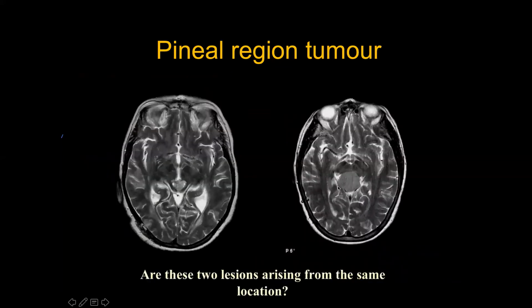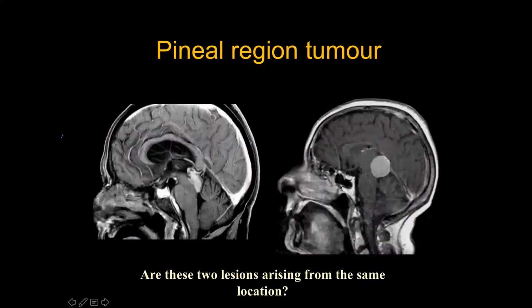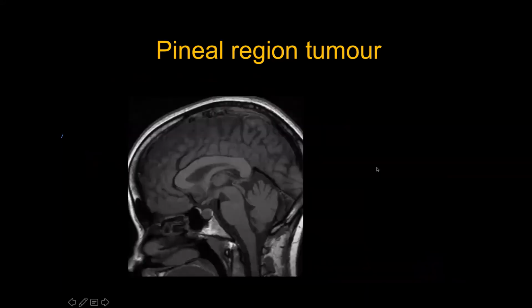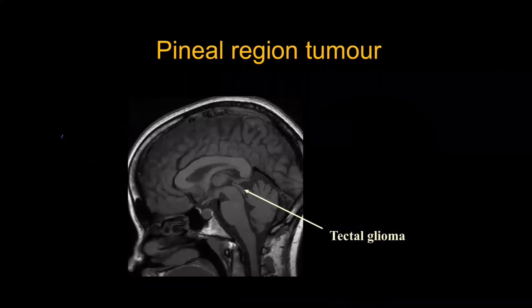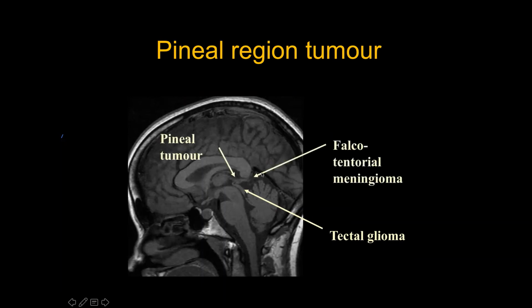These two lesions look very similar, like I said earlier on, but one is coming from the tectal plate, and the second one is in the falx and the tentorium where they meet, a falcotentorial meningioma. They're different. So once you come to a pineal region lesion, you first decide: is it coming from the tectal plate, a tectal plate glioma? Or is it coming from the pineal gland, which is a pineal tumor? Or is it coming from the falx and tentorium, a falcotentorial meningioma? So you know where the location of the lesion is.